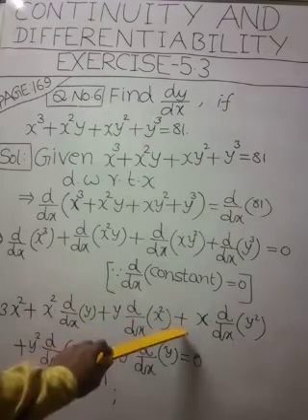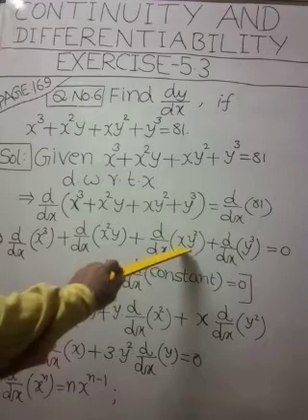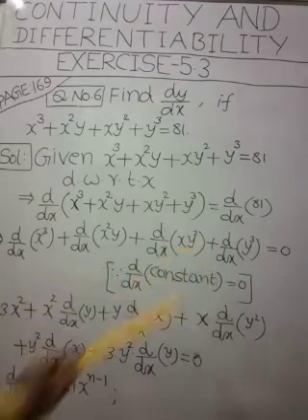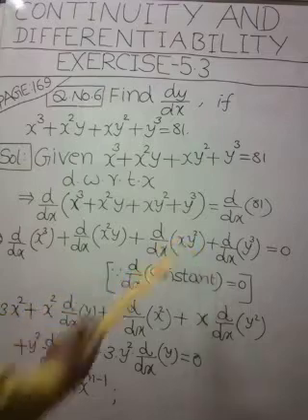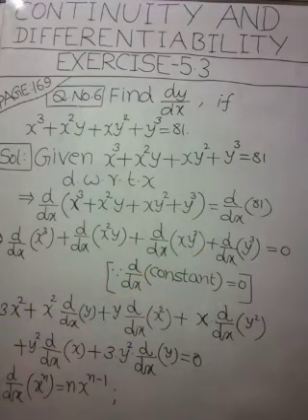Plus, again here also this is a variable, y square is also a variable. So here also we have to use the same d by dx of uv formula, the product rule. Okay, my dear children?